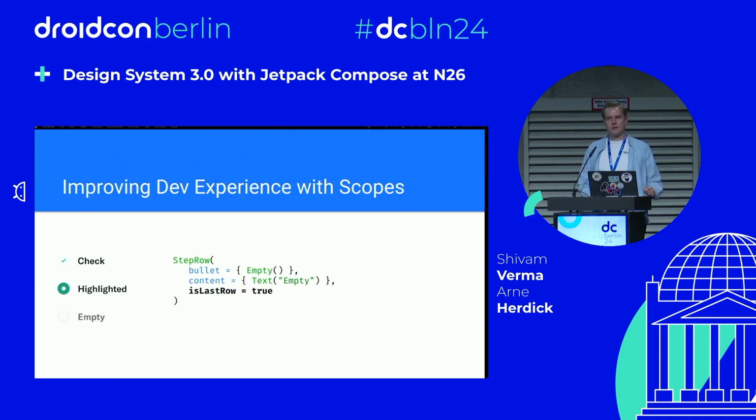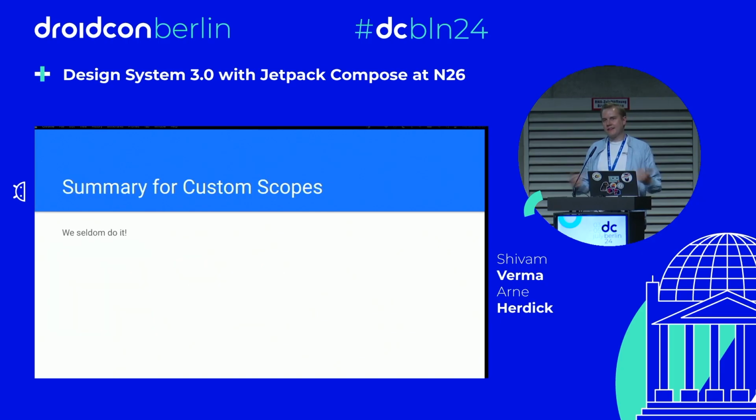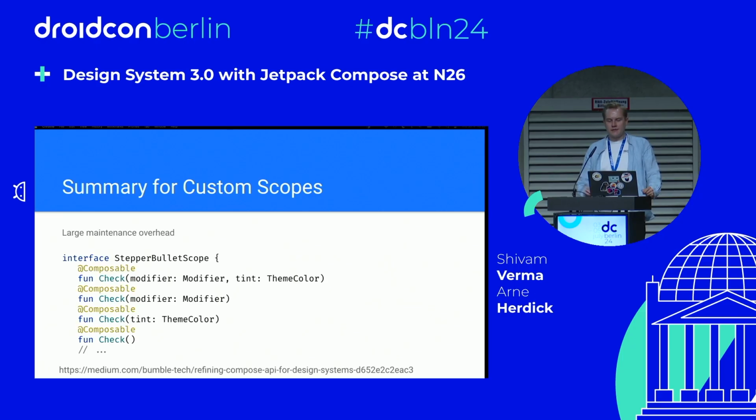So again, this is a nice feature, but now we have to talk about something, which is that we actually seldom do these custom scopes. There are multiple reasons for this, and one of them is actually Figma, because in Figma, it's really easy for our developers to see which components they need to put. The next reason is, if you look at these interfaces, they become really big, really quickly.